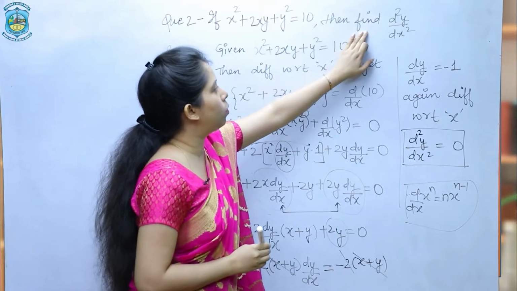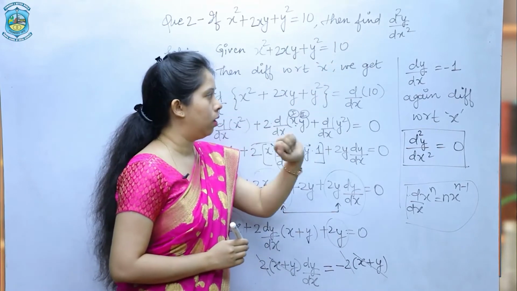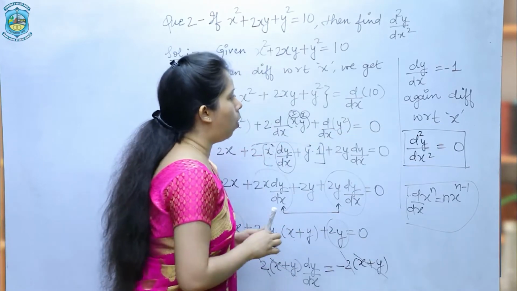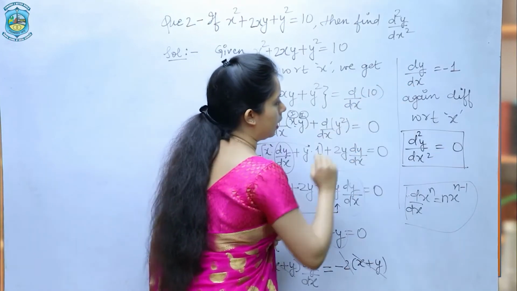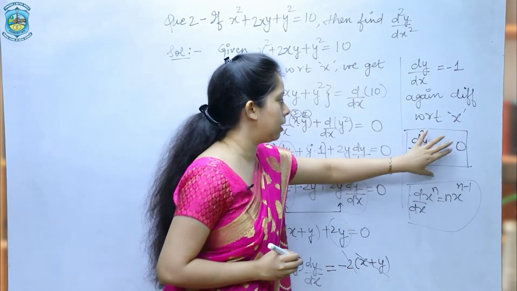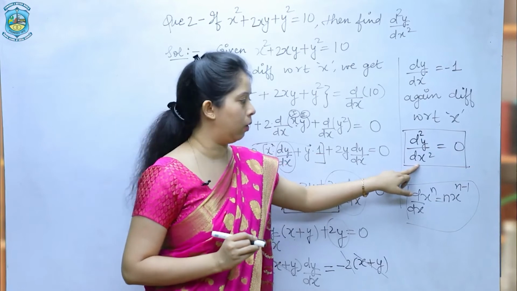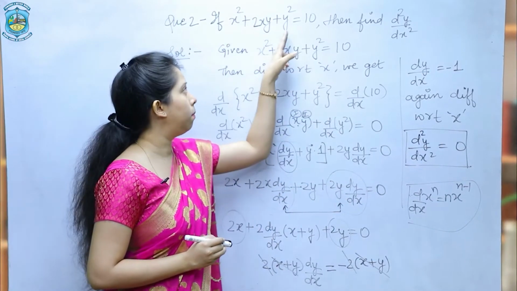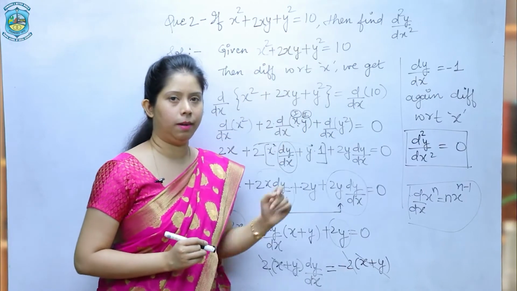But they are asking you to find d2y by dx square. So that means you will have to differentiate it again with respect to x. So on differentiating we get d2y by dx square, and differentiation of a constant is 0. So this is the value of the second order derivative when the function was x square plus 2xy plus y square is equal to 10.